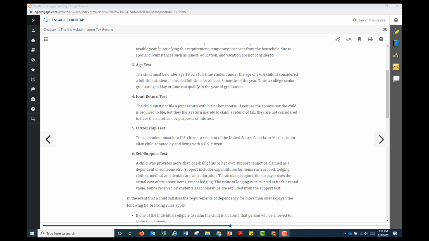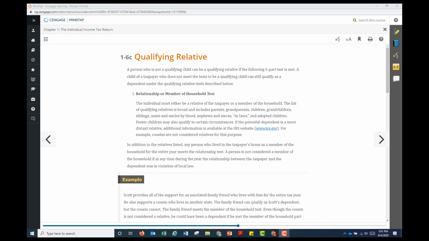Actually, a qualifying child could be 19 or older, however, must be a full-time student. Is Eddie a full-time student? No, he's not. He's 22 years old and is a part-time student. So Eddie cannot be a qualifying child. What about as a qualifying relative? Let's take a look. Relationship test is passed because Eddie is a brother.